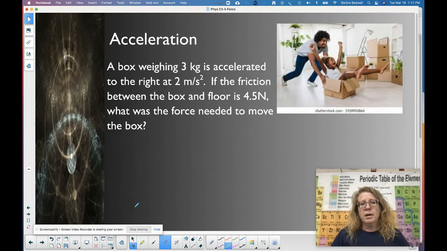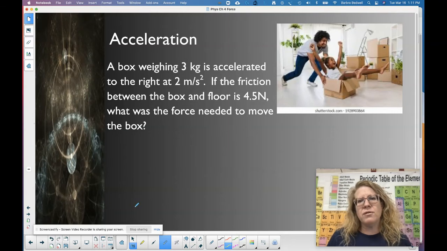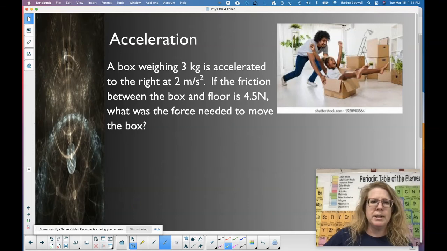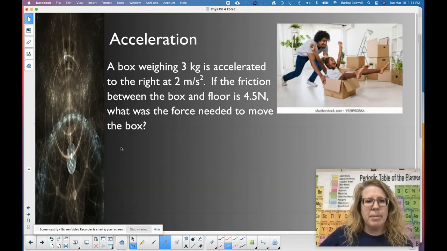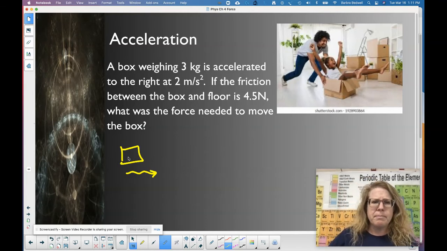Okay, case number 3. Acceleration. We got a box weighing 3 kilograms that is accelerated to the right at 2 meters per second squared. If the friction between the box and the floor is 4.5 newtons, what was the force needed to move the box? Okay, well, let's take a look at what we got here. We've got a box, right? And it's moving to the right. It's moving this direction. So I'm going to use my squiggly arrow to represent movement. That's not a formal thing. That's just a me thing. That's a Bedwell thing. So here's my box moving to the right.